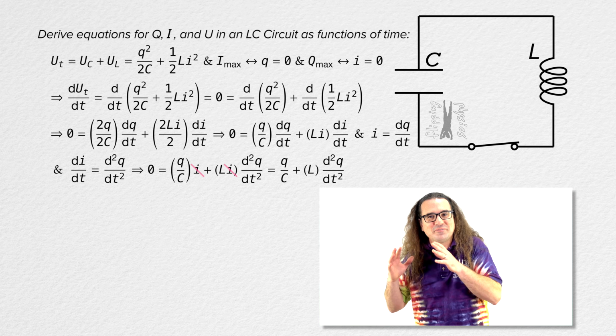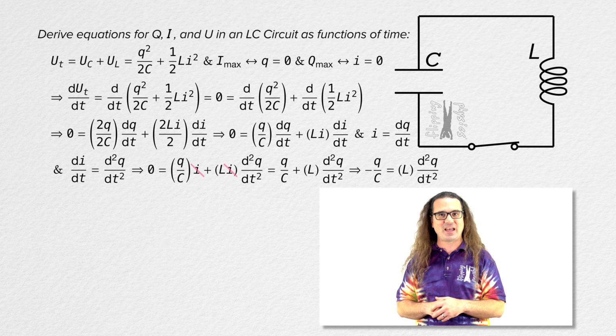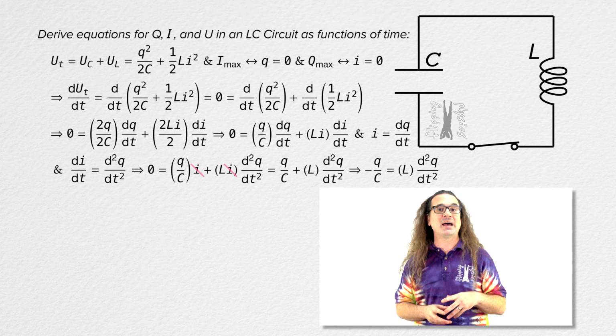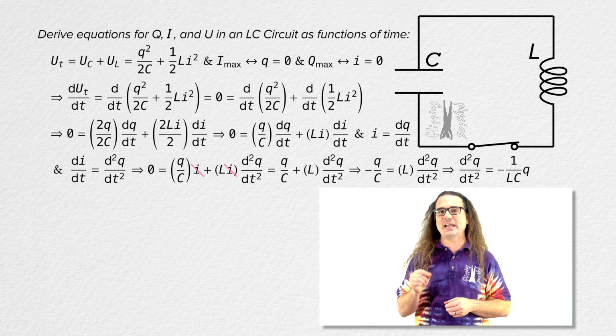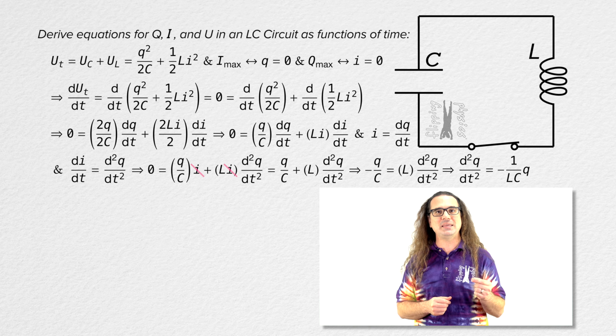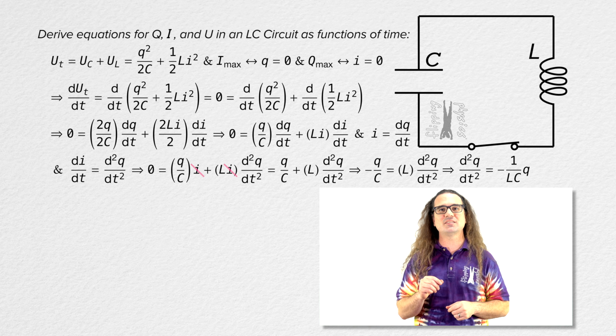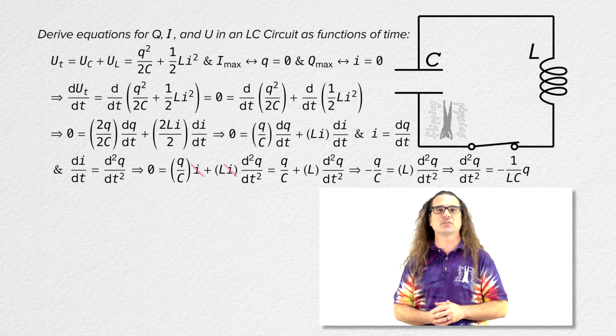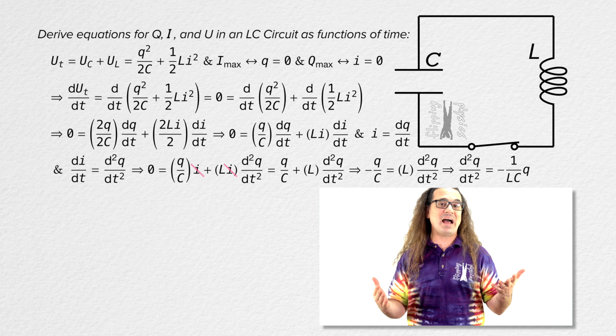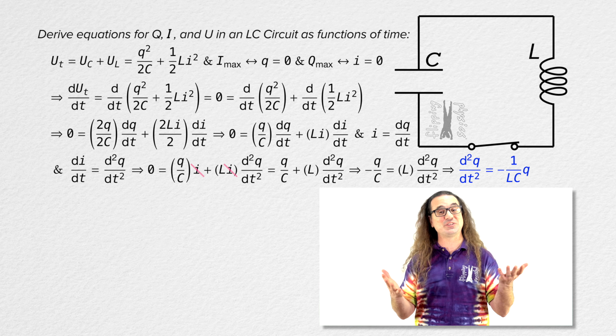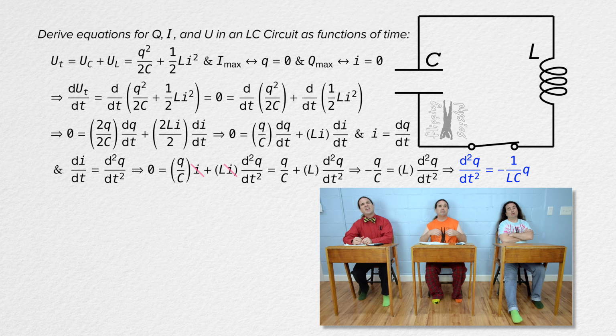We can move charge over capacitance to the other side and divide both sides by inductance to get the second derivative of charge with respect to time equals the negative of the multiplicative inverse of inductance times capacitance, all times charge. Now, why would I arrange the equation this way? You remember it's simple harmonic motion, right? Yeah, that's the equation definition for simple harmonic motion.